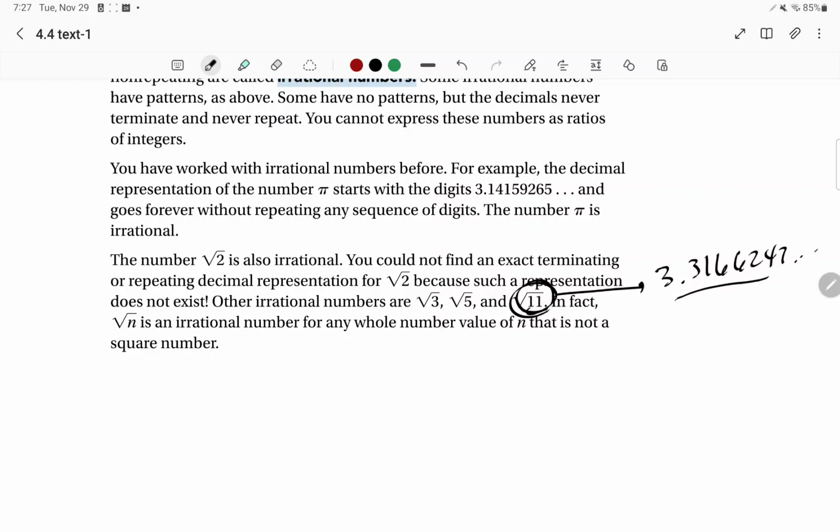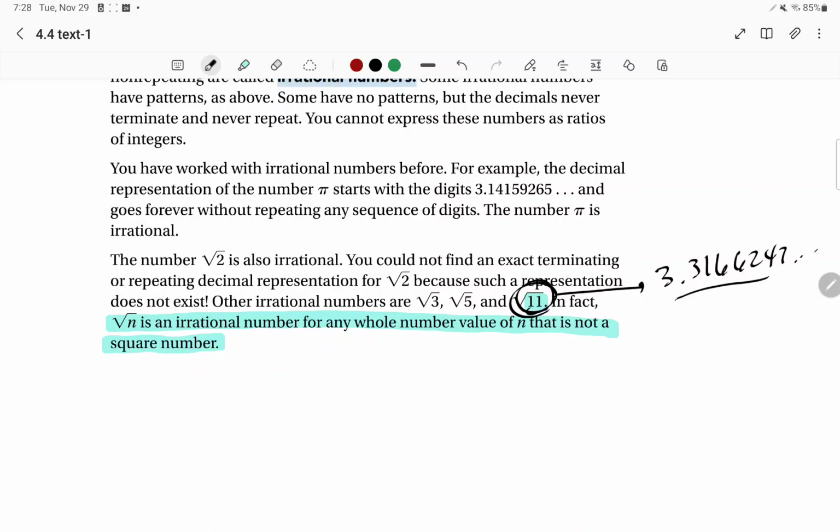Probably one of the most important takeaways from this section is right here: how to determine if a square root is rational or irrational. Write this in your notes. I'm highlighting exactly what I want you to write. The square root of n, where n can be any number, is an irrational number for any whole number value of n that is not a square number. So write that down, and then we're going to talk about it. Once you've written it down, highlight it. It's extremely important, one of the most important things you can take away from here.